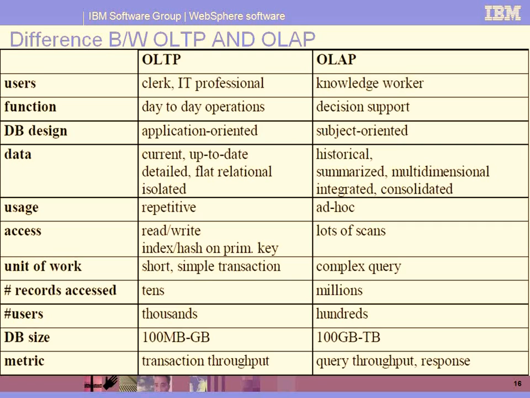And next is data wise. What type of data we are going to have in the front end, and what type of data in the warehouse? In the front end, we maintain current and up to date detail level data. But the data warehouse system has historical, summarized, multi-dimensional, integrated and consolidated data. The data stored in it is all historical data, and it should be summarized, multi-dimensional, integrated, and consolidated data also.